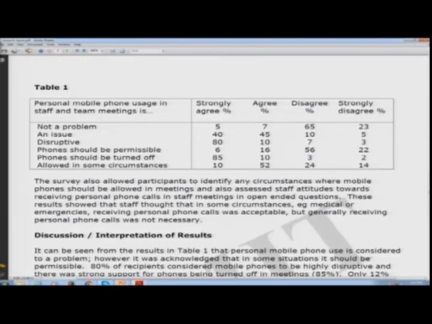The survey also allowed participants to identify any circumstances where mobile phones should be allowed in meetings, and also assessed staff attitudes towards receiving personal phone calls in staff meetings in open-ended questions. These results showed that staff thought that in some circumstances, for example, medical or emergencies, receiving personal phone calls was acceptable, but generally receiving personal phone calls was not necessary. So you can see here, allowed in some circumstances. Some examples included medical or other emergencies. Here also you can see that 80% of people strongly agreed that mobile phone usage in meetings is disruptive.